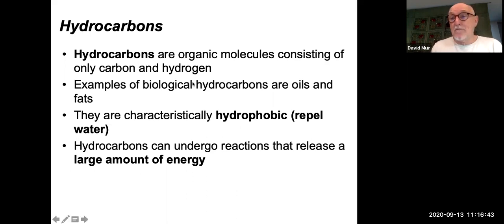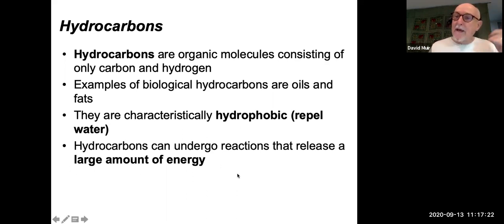So the oils and fats are the typical hydrocarbons in biology, and they have one characteristic in common, all of them. It distinguishes them from every other macromolecule as well, and that is they are hydrophobic. That means they repel water. The opposite is hydrophilic. If something is hydrophilic, it dissolves very easily. And that becomes important when we look at a particular class of hydrocarbon.